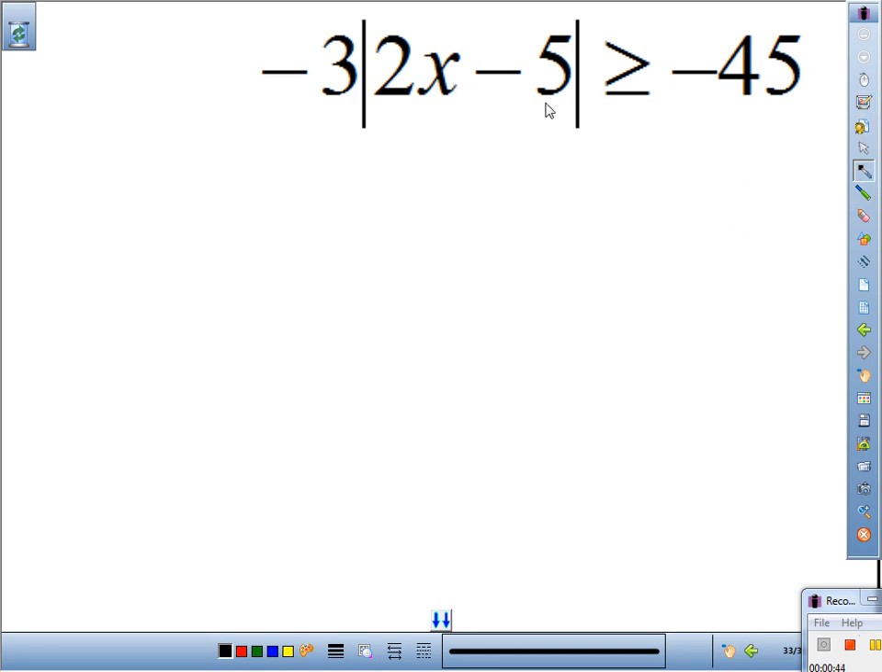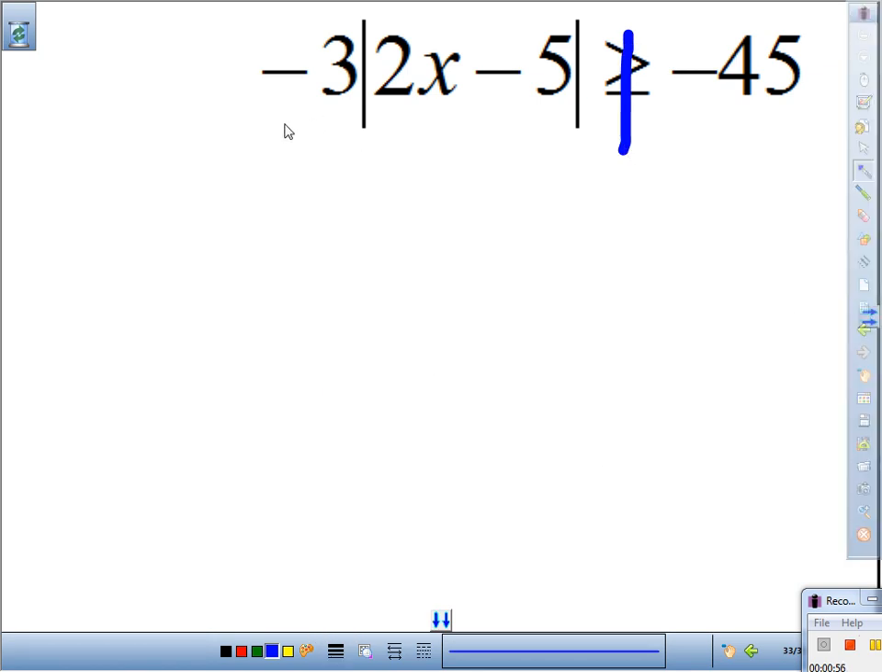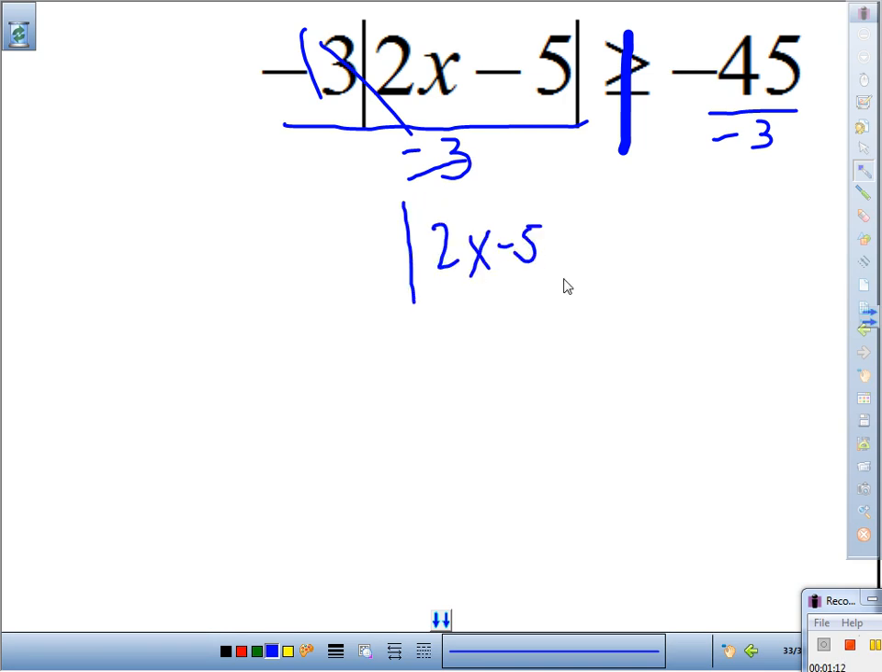-3 times the absolute value 2x minus 5 greater than or equal to -45. So first things first, write down the inequality symbol. Divide by -3 both sides. We end up with the absolute value 2x minus 5 less than or equal to 15. Hopefully you remember to flip it, yes?